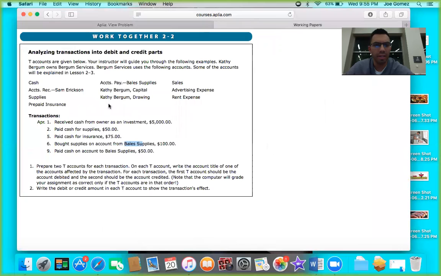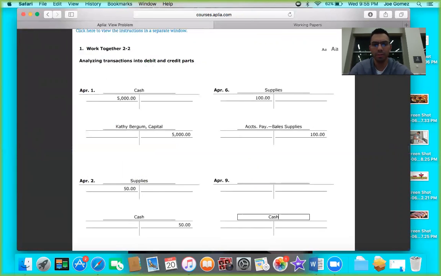And the final transaction on the 9th: paid cash on account to Bales. So now I'm going to pay them $50 back of the $100 that I initially bought from them. Okay, we're paying cash. Cash is an asset. When I'm decreasing an asset, I do that on the credit side. So in this instance, I know that cash has got to be the credit because it's decreasing and it's an asset. Okay, so I'm going to put that one down here first, which means the top account has to be accounts payable, Bales. Again, I knew that cash was decreasing, so I'm going to put the $50 there on the credit side because, again, it's an asset.